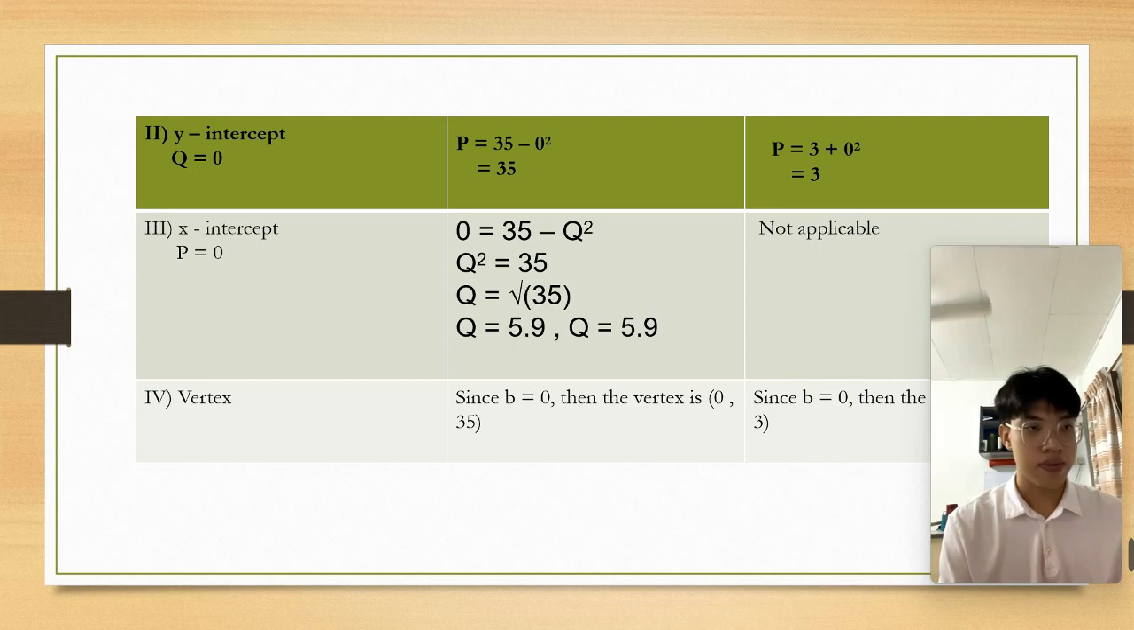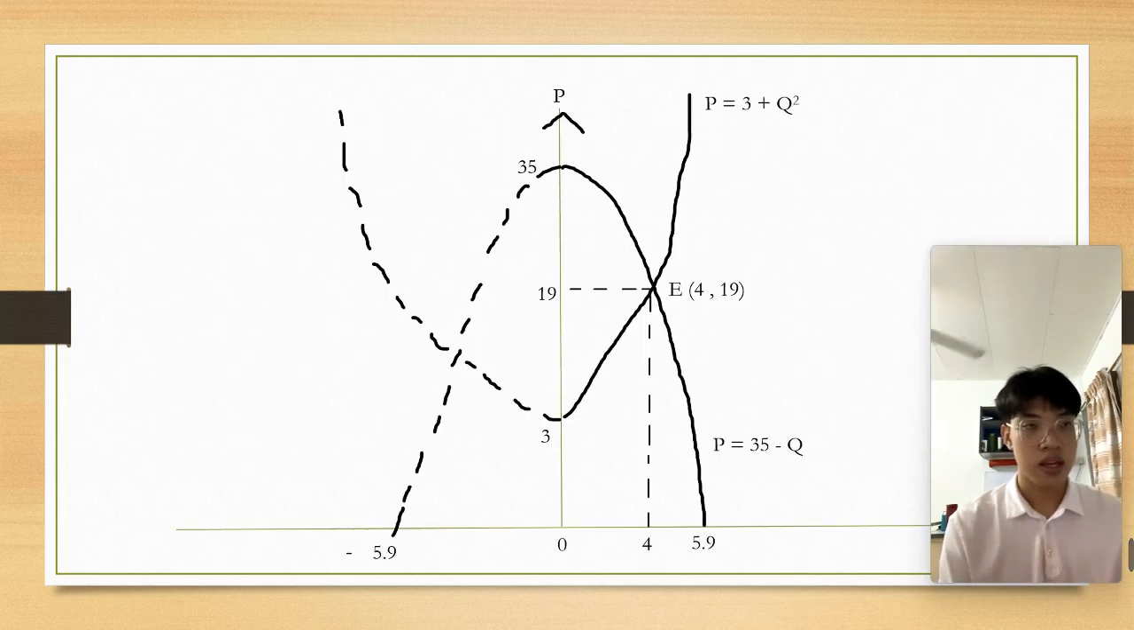For the vertex, since P equals 35 minus Q squared, b equals 0, then the vertex is 0 and 35. For P equals 3 plus Q squared, since b equals 0, then the vertex is 0 and 3. This is the graph.